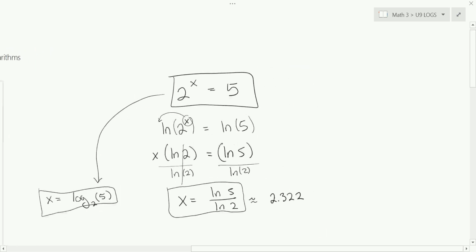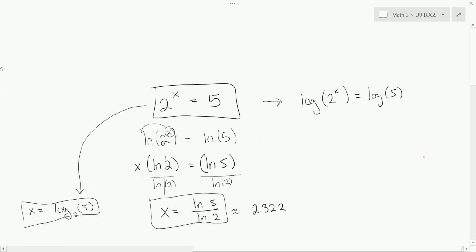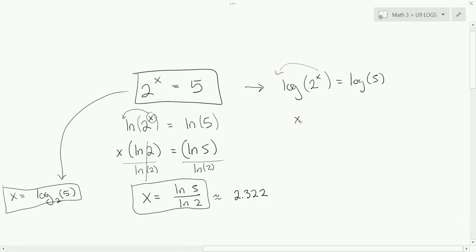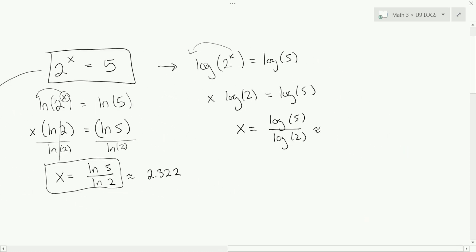I want to do one more thing, and then I'm going to make a comparison here. Say instead of using natural log, we use the other button that we have on our calculator, log base 10. And I went through this process: log of 2 to the power of x is equal to log of 5. Then use the power property, x times the log of 2 is equal to the log of 5. Then divide, and I end up with x is equal to the log of 5 over the log of 2. Do we get the same exact answer if we use log instead of natural log? Try it out. We get the same exact answer. Even though one uses base e and the other uses base 10, we get 2.322 again.